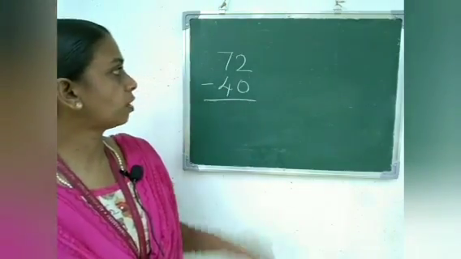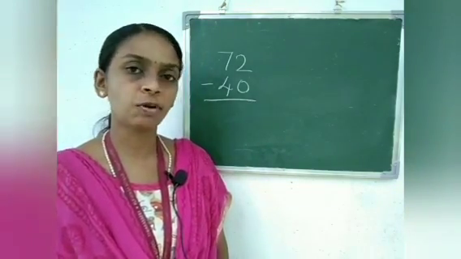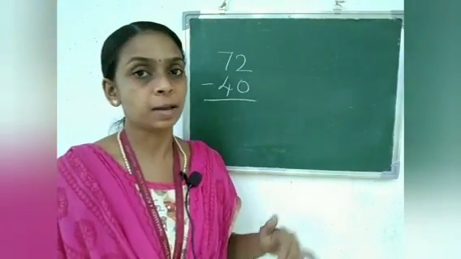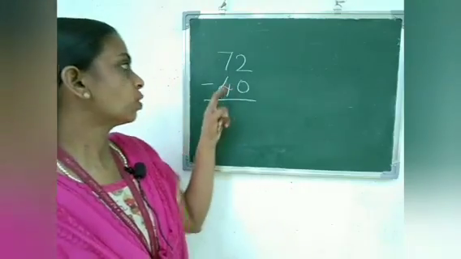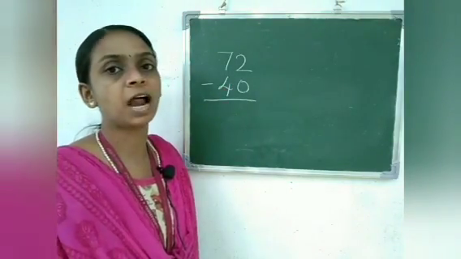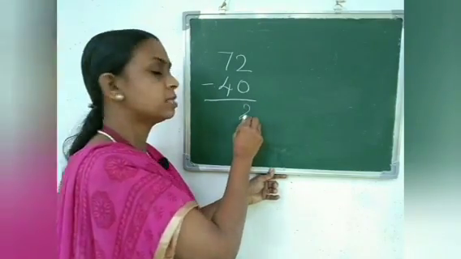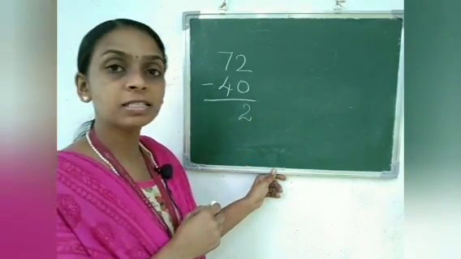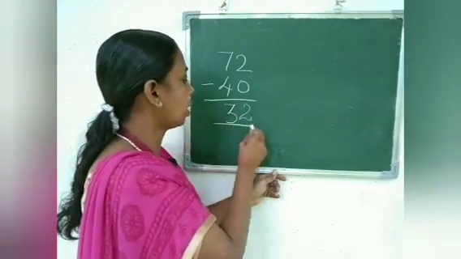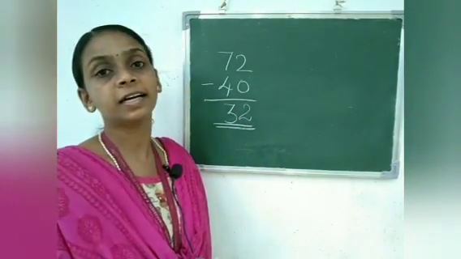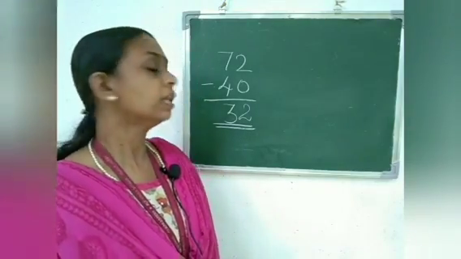So here I wrote one question, 72 minus 40. First we will do the subtraction, then we will check whether our answer is correct or not. Subtraction starts from the ones place. So 2 minus 0 is 2. And 7 minus 4 is what? 7 minus 4 is 3. So what is the answer? 32 is the answer. That is, 72 minus 40 is 32.